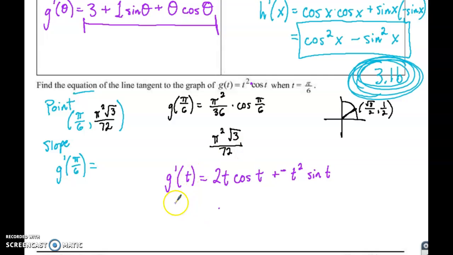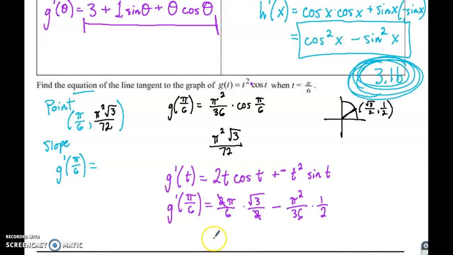So as I mentioned before, when you do g prime of pi over 6, you're probably going to need that value. So you're looking at 2 times pi over 6, and then the cosine of pi over 6 we already found earlier is root 3 over 2. And then minus, again, pi squared over 36, because you have to square each value. And then sine of that is just 1/2. So the slope at that point, you can reduce. I mean, you don't have to. You could factor if you really wanted to. But I'm going to write it as pi root 3 over 6 minus pi squared over 72. So make sure you understand where I got all those values.